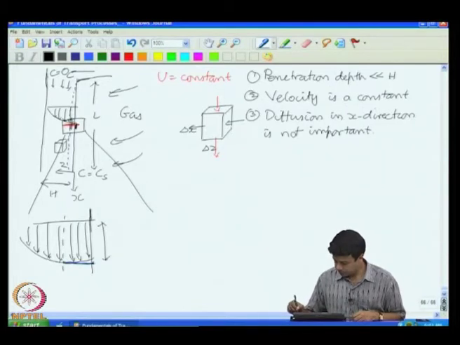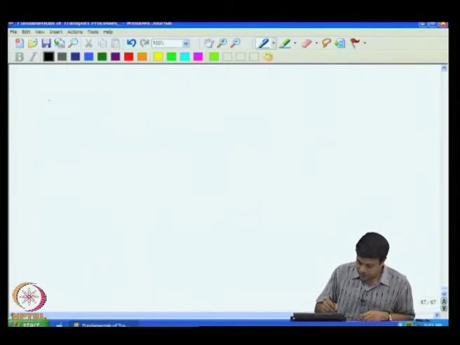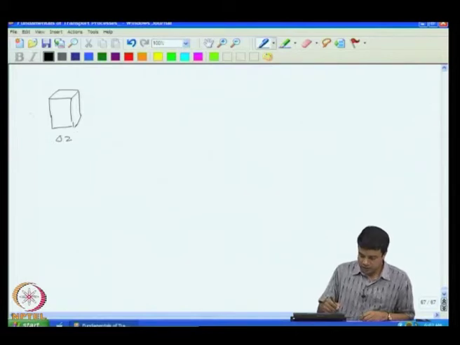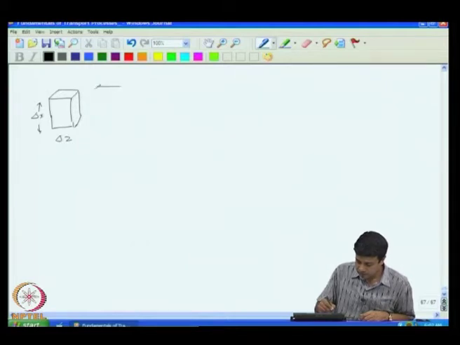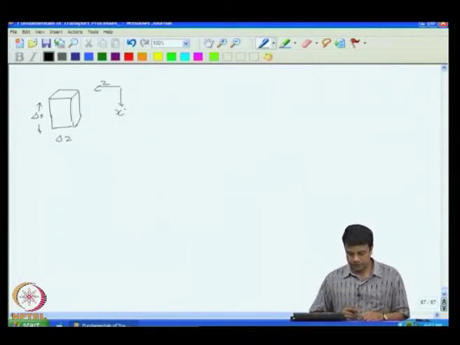So, this is the differential volume that we consider. Okay. So, this width is delta z, and delta x is the streamwise distance. So, I have a coordinate system where this axis is z and this axis is x.